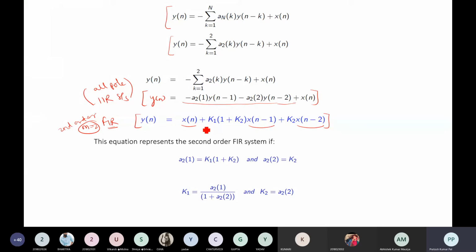So if we compare this FIR system, from there, how do we find out the values? Whatever the coefficient of x of n minus 1 is there, if it is a second order system, it will be a2 of 1. The coefficient connected with x of n minus 1 will be considered as a2 of 1 because it is of second order, because the highest power of z in this case will be 2. Okay, so that's why this value will be a2 of 1, and this value will be called a2 of 2.